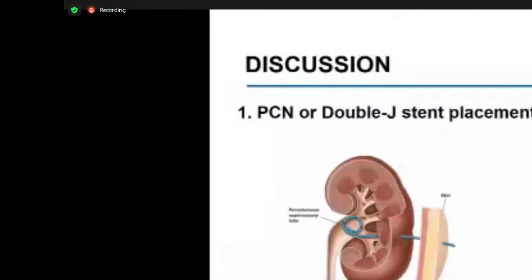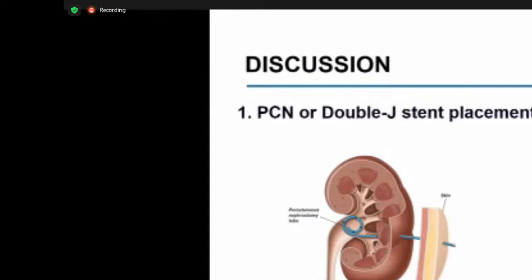So after investigating the results of the study, there are three things that need to be discussed. Firstly, what should we choose between percutaneous nephrostomy and retrograde double J stent placement? Secondly, regarding the double J stent placement, should we do cystoscopy or URS? And finally, do we really need contrast medium guidance in retrograde ureteral stenting? Well, it all depends. But first of all, the question is right here: percutaneous or double J stent placement?